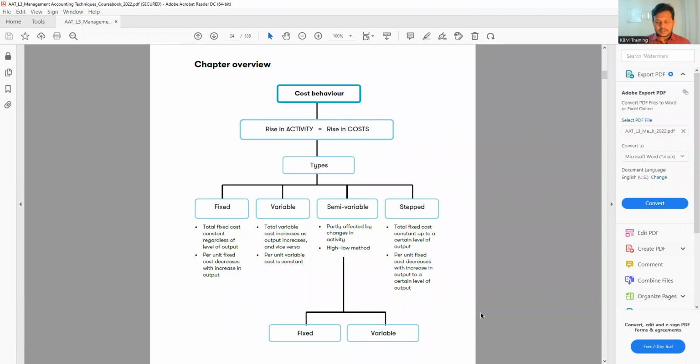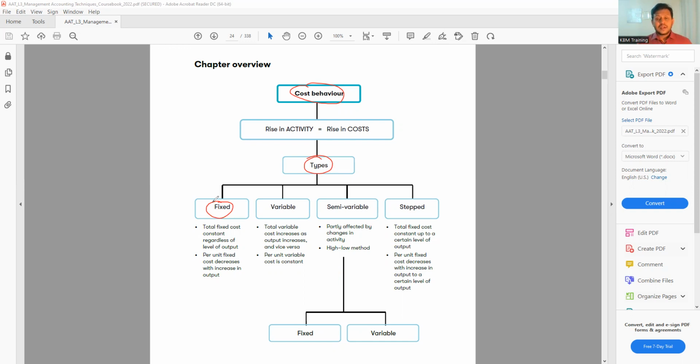Let's look at our chapter overview, a little bit of explanation before we move to the in-chapter detail. So we have cost behavior and we have types. The first one you can see is fixed cost. Now the fixed cost is quite interesting. Fixed costs remain fixed in total, but fixed costs decrease per unit if the volume increases.